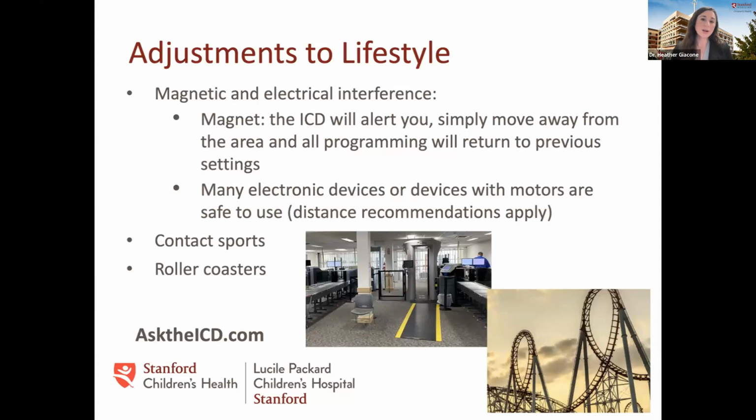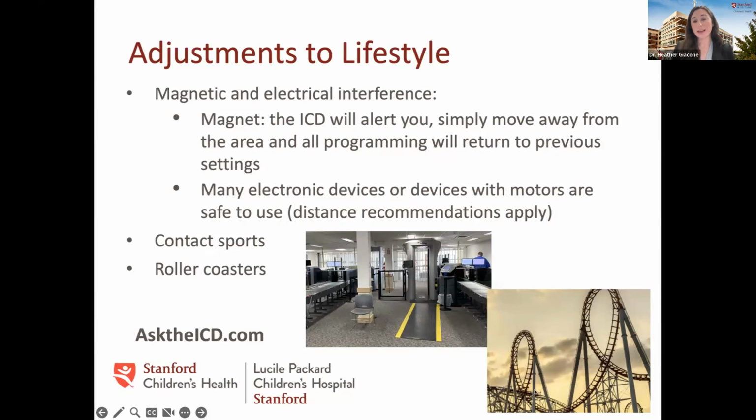Now, within our world, there are different types of magnets or things that you will come across in many electronic devices, or devices with motors. There are some that are safe to use. Some have 6 inches to 12 inches distance requirements. But this is a great site to go through and reference later on if you have specific questions about devices. But I do want you to know it is safe to go through the airport. You can absolutely still travel.